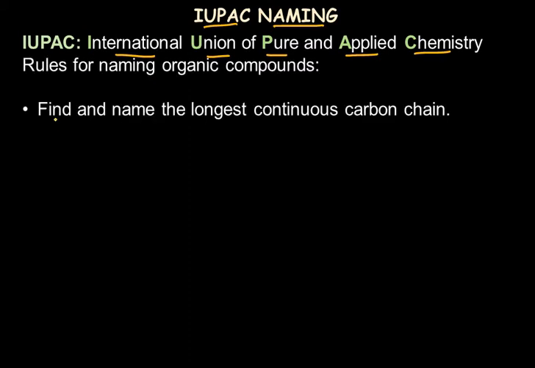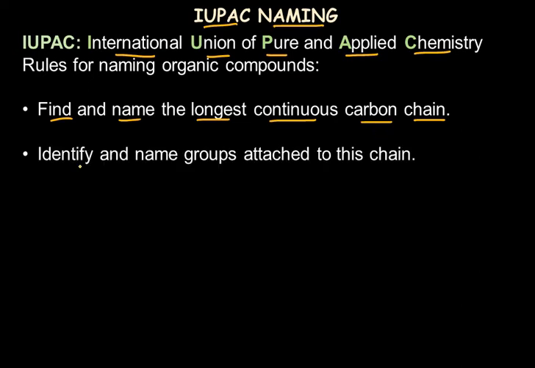And the first one is find and name the longest continuous carbon chain. So if there is a chain of carbon in an organic compound which may have substitutions, branches, we have to choose the chain which has the highest number of carbon atoms, and that is the name which decides the organic compound. So here first look for the longest continuous chain of carbon atoms and name it.